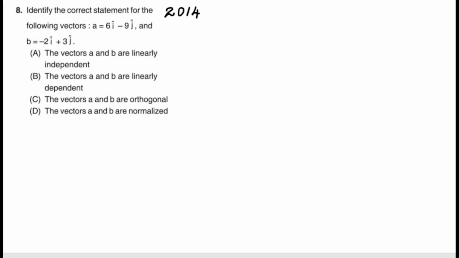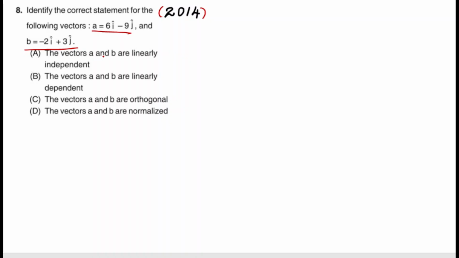Yes. Now, let us start with the first question. What does the question say? The question says here, identify the correct statement for the following vectors. A vector which is equal to 6 i cap minus 9 j cap and B vector which is equal to minus 2 i cap plus 3 j cap, which was asked in the year 2014. And they have given the two vectors and we must choose which of the options are correct here.